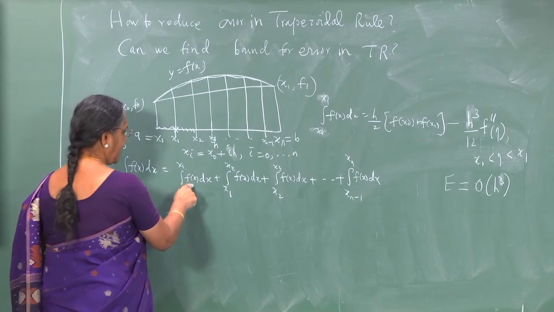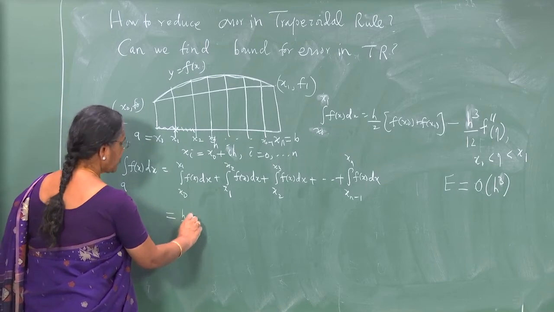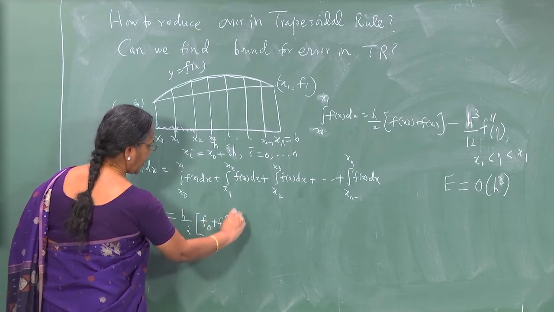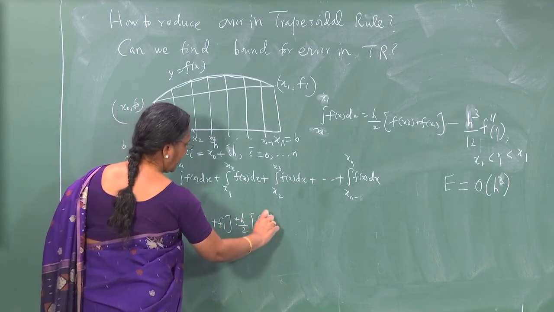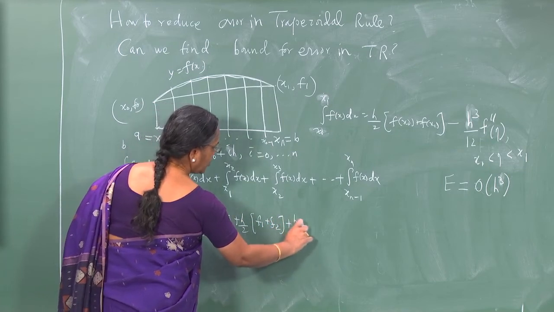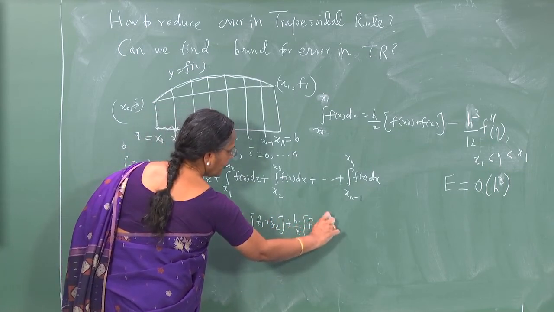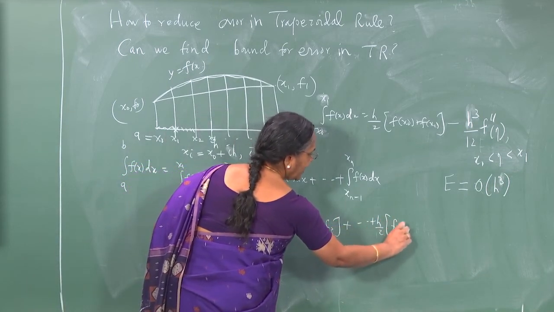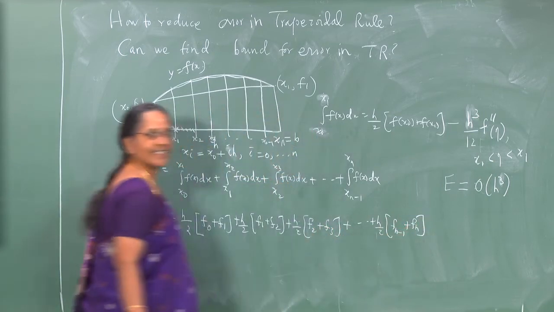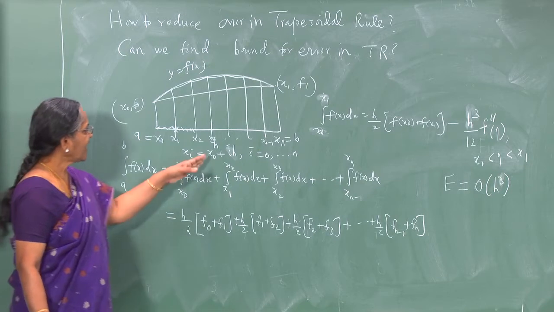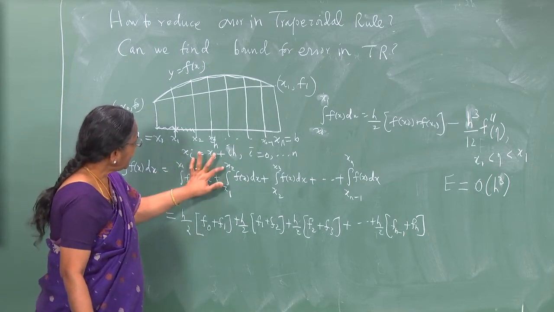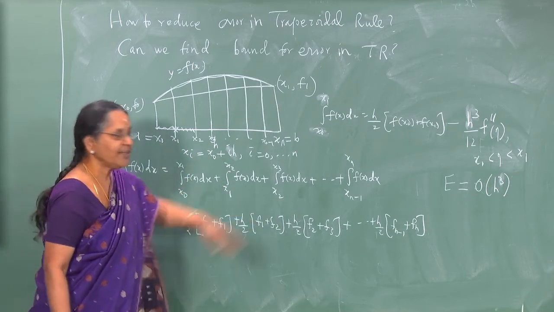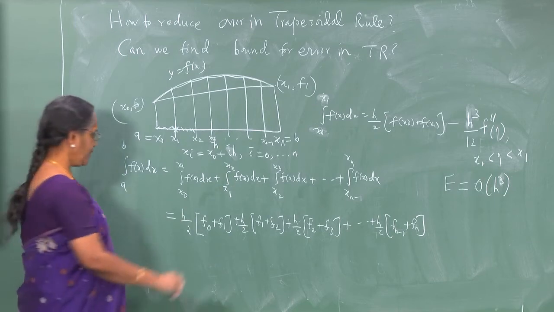So, when I apply trapezoidal rule, it will be h by 2 into f at x naught plus f at x1, plus h by 2 into f at x1 plus f at x2, h by 2 into f at x2 plus f at x3 and so on, plus h by 2 into f at xn minus 1 plus f at xn. Because I have equally spaced points, the distance between any two points, namely the upper and the lower limit, will be h. So, I have used trapezoidal rule in each of these subintervals.